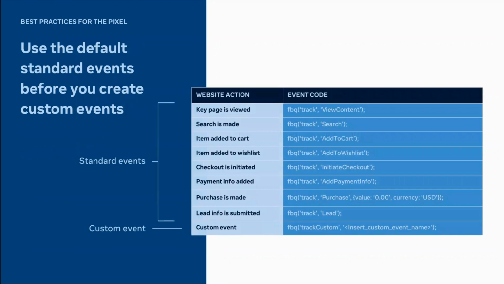Another tip is to try using standard events before you create custom events. I think I kind of hinted this before. When you use the events that are most relevant to your business, start with 3 to 5 of these standard events and then iterate around from there. So you can go, okay, I'm going to test out viewing content, because I want to know people are going to my website and viewing that page.